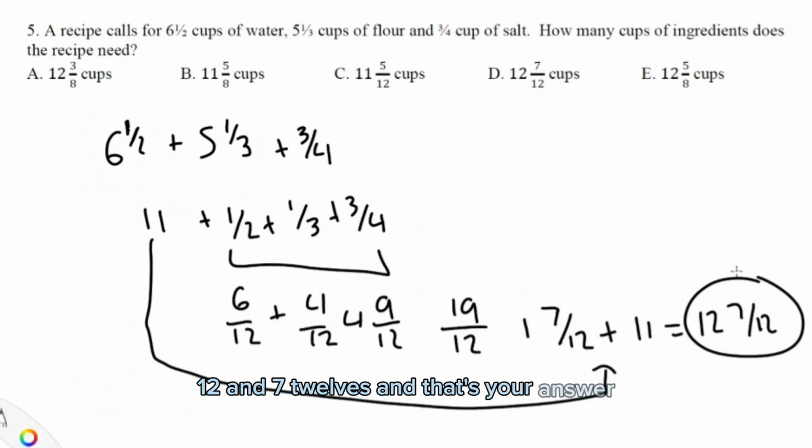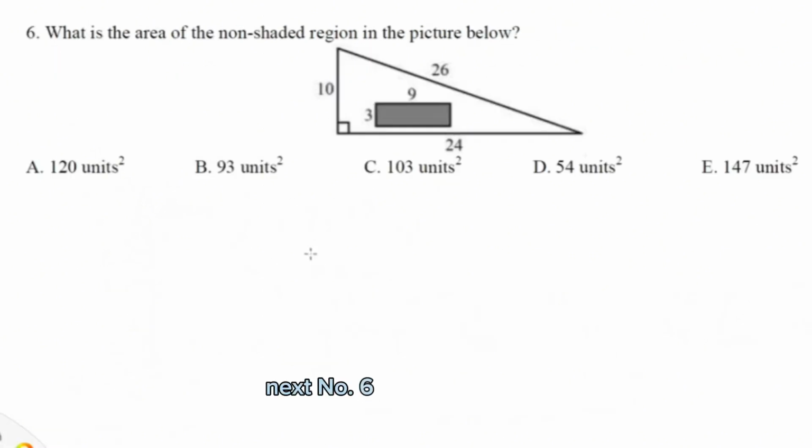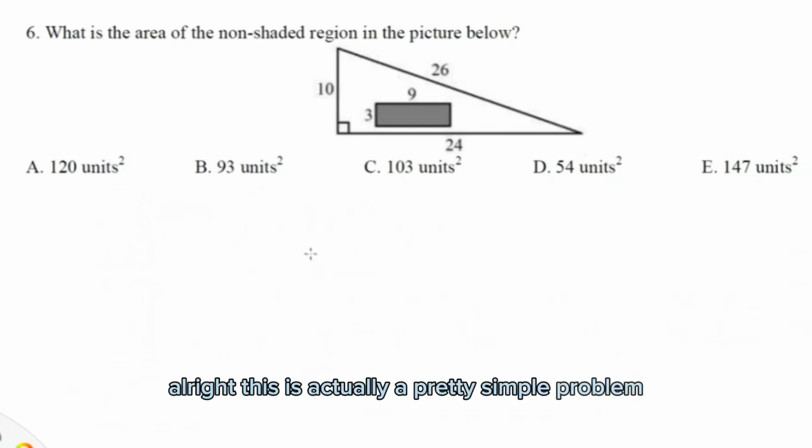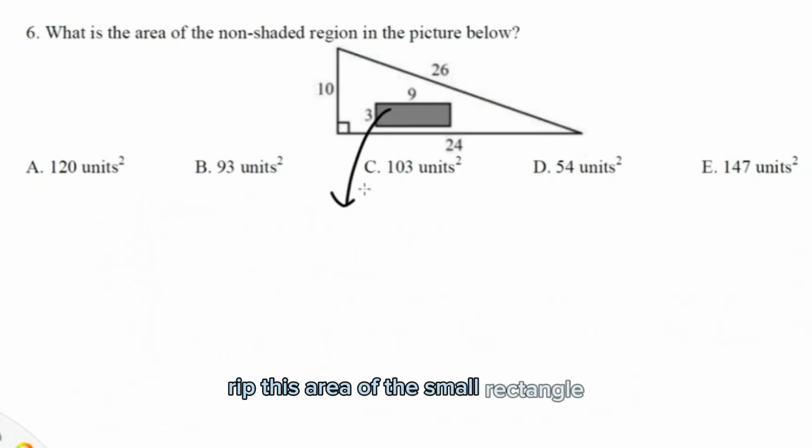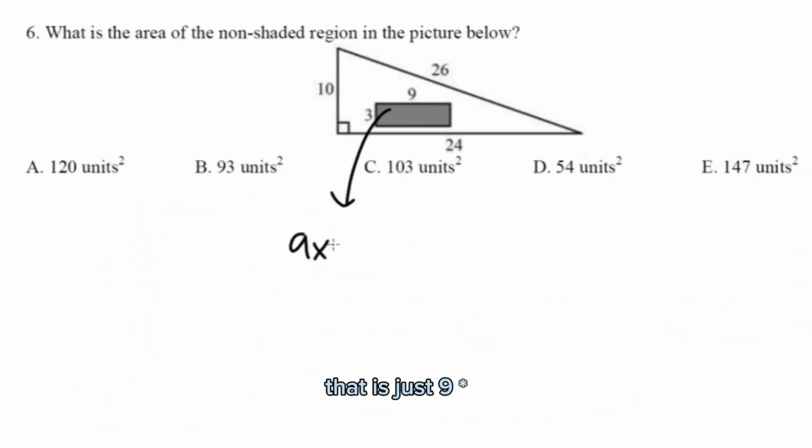And that's your answer. Next, number 6. What is the area of the non-shaded region in the picture below? Alright, this is actually a pretty simple problem. All we have to do is take the area of the large triangle and subtract the area of the small square. So right off the bat, the area of the small rectangle is just 9 times 3, which is 27.